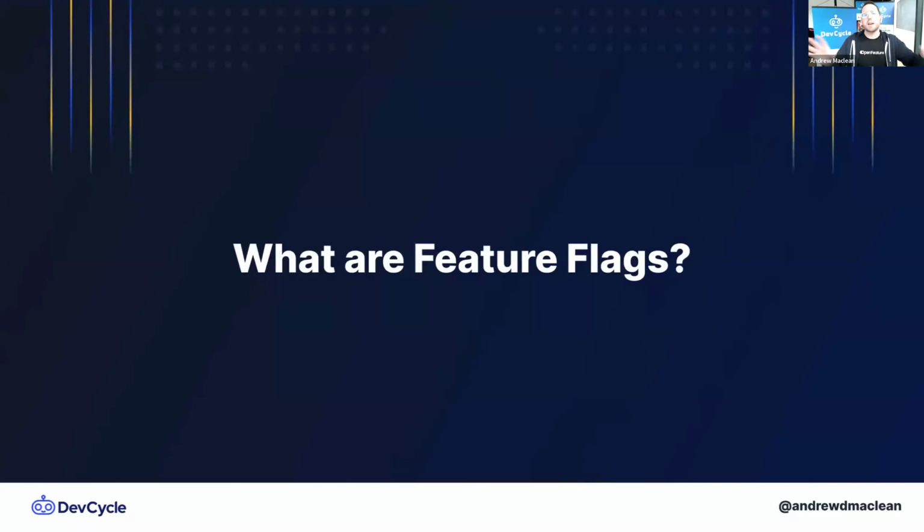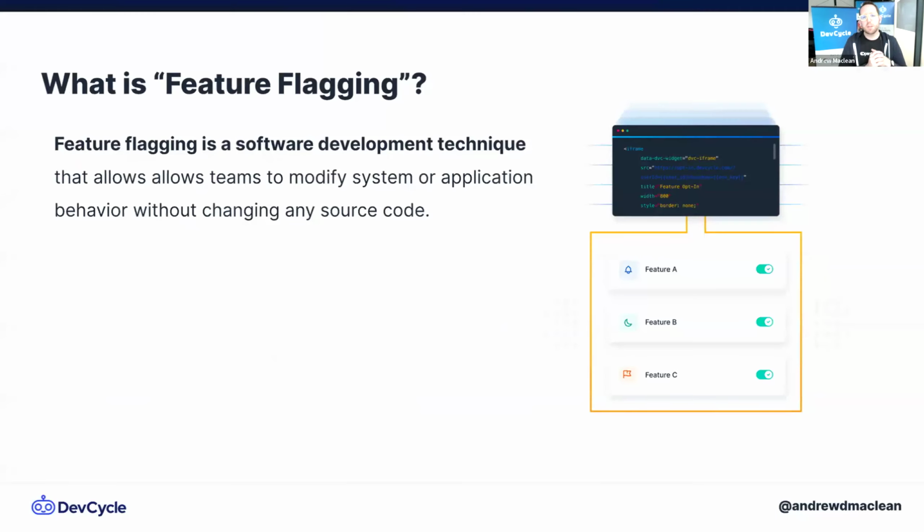Now, back to the meat of why you're here. You're here for a primer on feature flagging. So if you don't know, or even if you do, maybe this is a different way to be presented to you, what are feature flags? Let's look at the idea of feature flagging as a whole first. Feature flagging is a software development technique that allows you to modify system or application behavior without changing any source code. And we'll look at exactly what that looks like in a minute, but at a core level, feature flags are able to do a lot of things because of the way that they work.